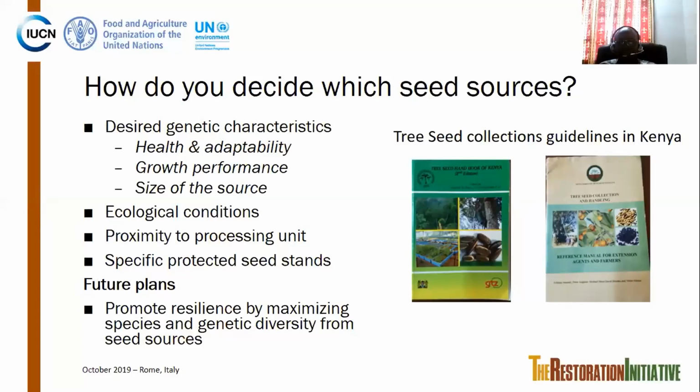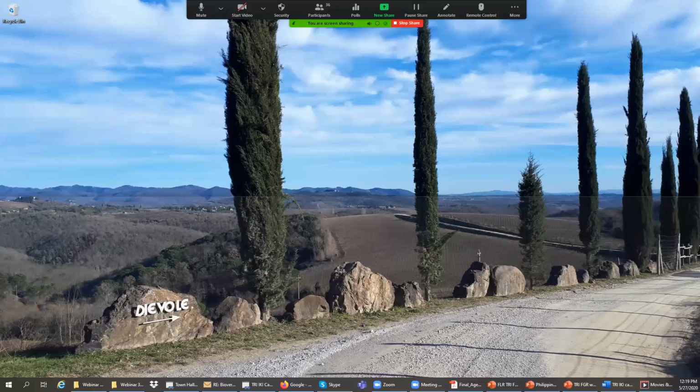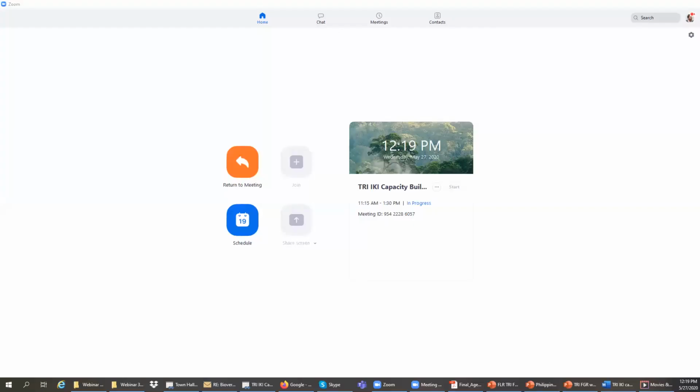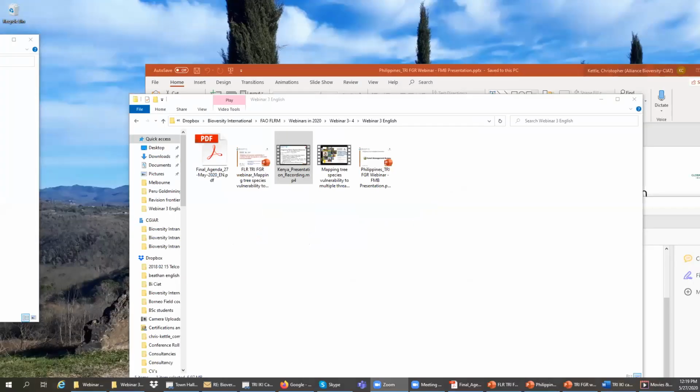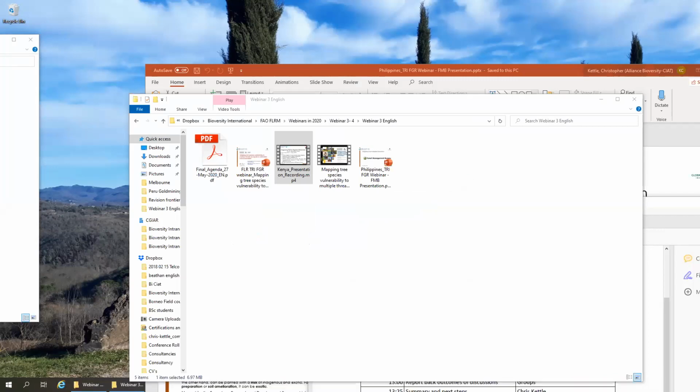We have quite a number of guidelines in Kenya which guide tree seed collection, but the main ones are two. We have the Tree Seed Handbook for Kenya. This one is mainly for the technical people, the technical staff of KEFRI and other institutions. And also we have the Tree Seed Collection and Handling Guideline. This is mainly for extension officers and farmers. This is a simplified version.